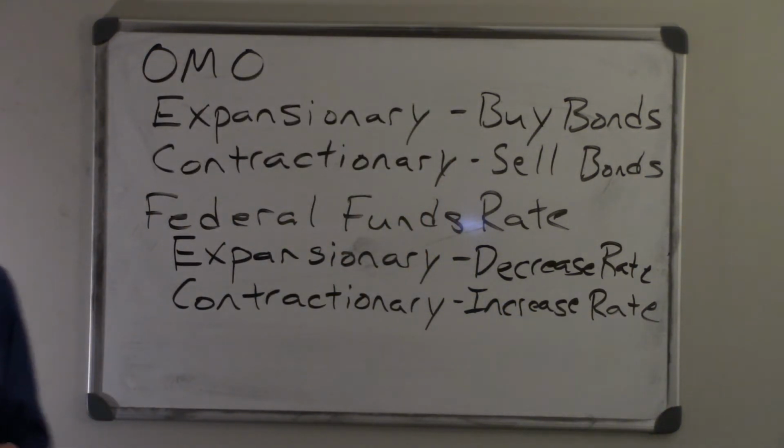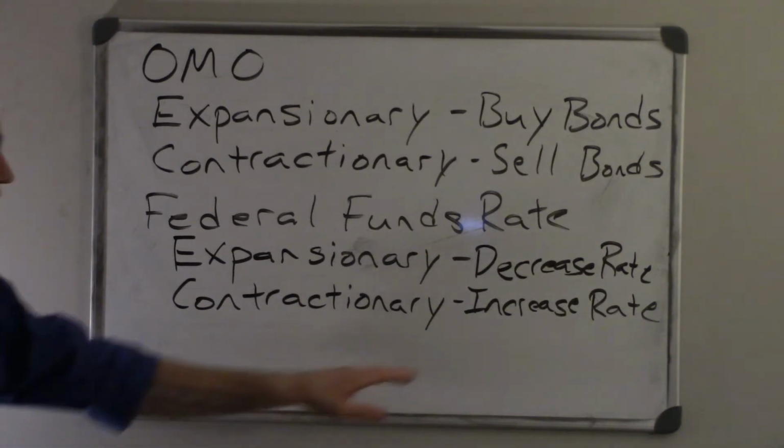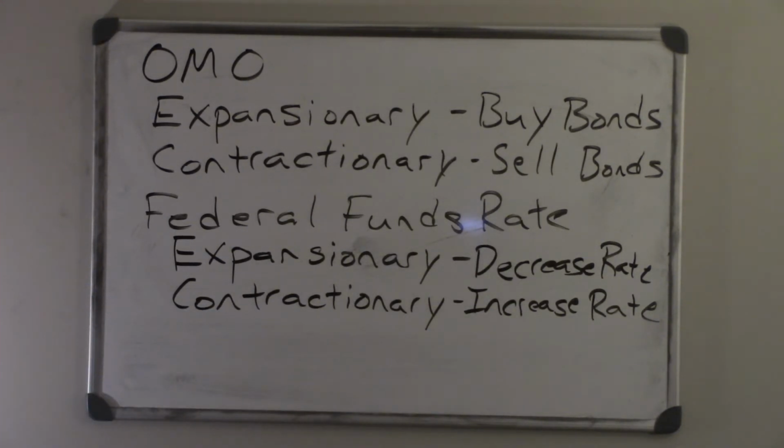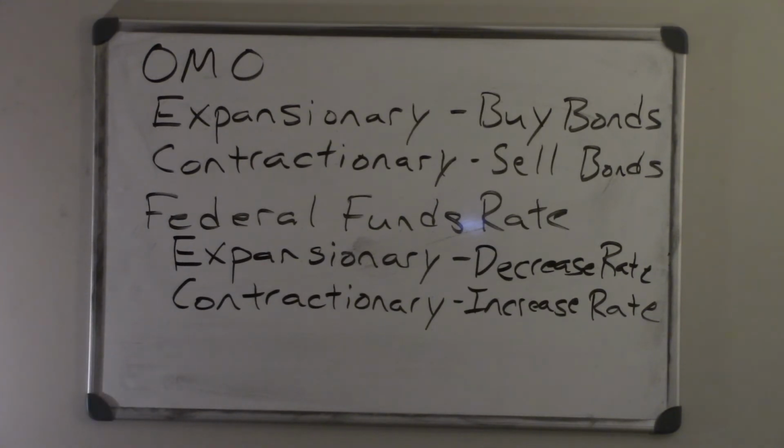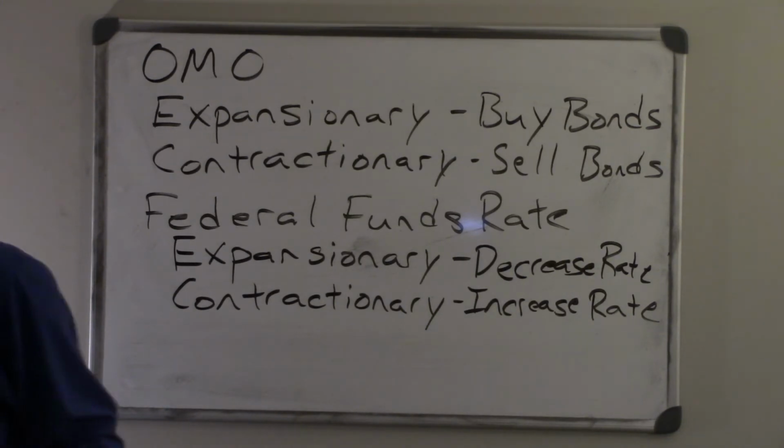And of course, the flip side of that, if the Fed is going to be pursuing contractionary policy, they would increase that federal funds rate, making those overnight loans more expensive, and making it so that banks are less likely to use those.